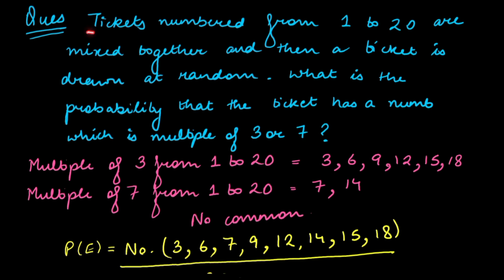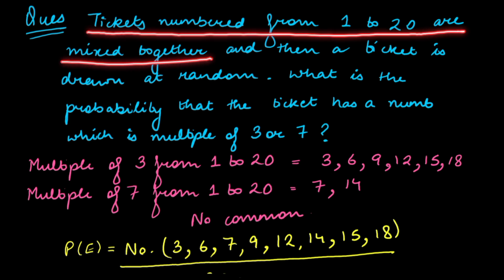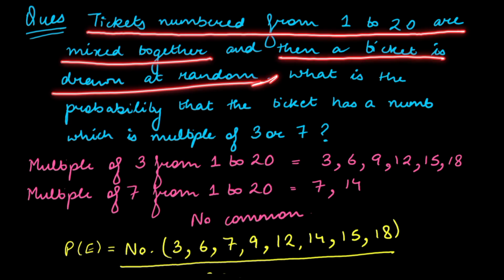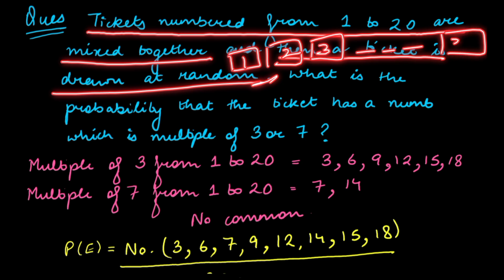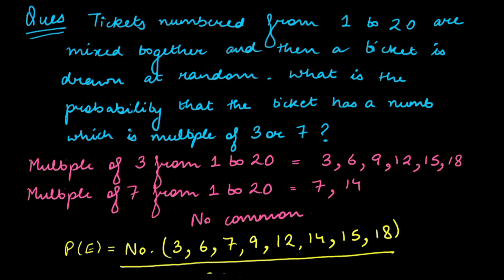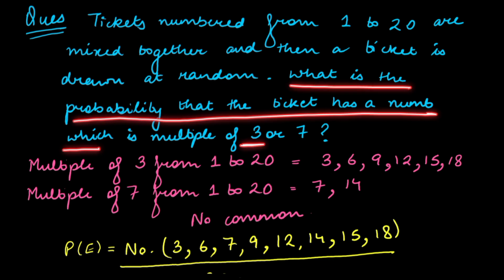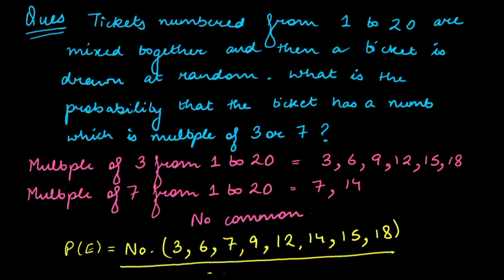Next question is: tickets numbered from 1 to 20 are mixed together and then a ticket is drawn at random. What does it mean? There are tickets numbered 1, 2, 3 and so on till 20 that are mixed together and drawn at random, that is, we pick one out at random. What is the probability that the ticket has a number which is a multiple of 3 or 7? Now, or means we will include the multiples of 3 and multiples of 7.